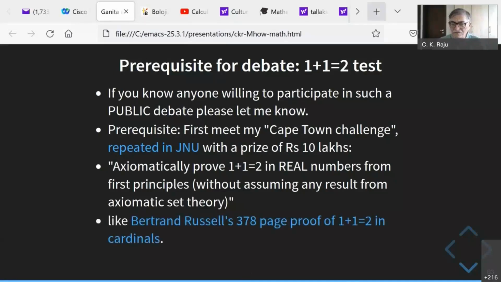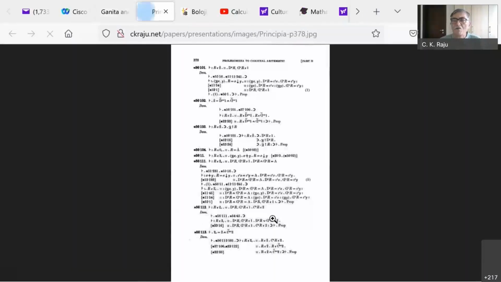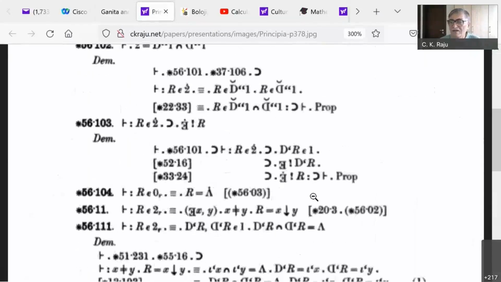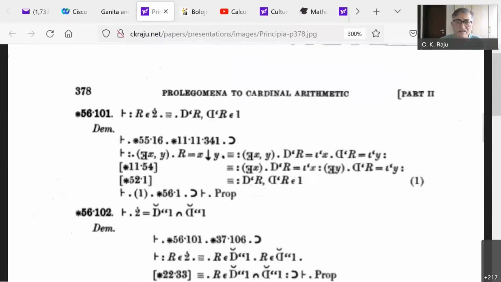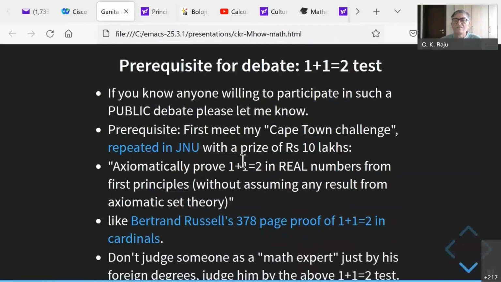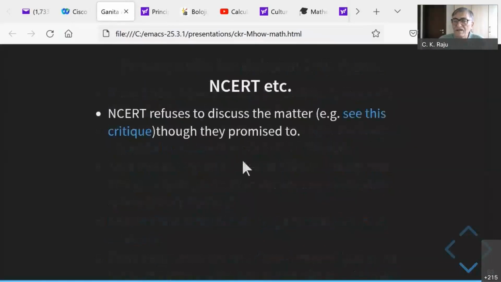All right. And you try and understand, this is Bertrand Russell's 378-page proof of 1 + 1 = 2 in cardinals. Can you understand anything there? This is very easy compared to what I'm asking you to do, which is to do it in real numbers. And so don't judge a person as a math expert just because he has some degree.